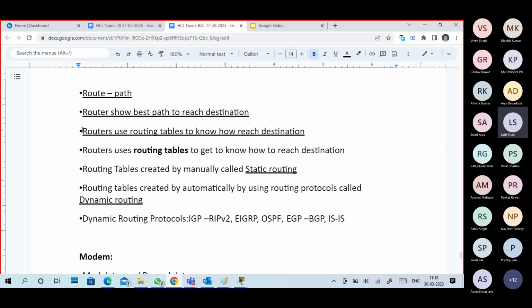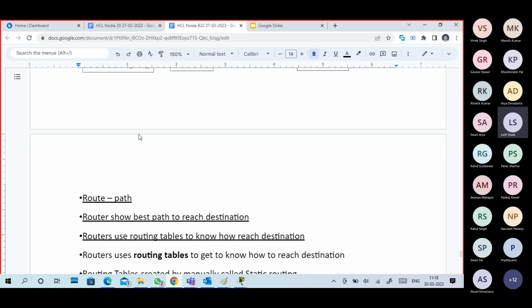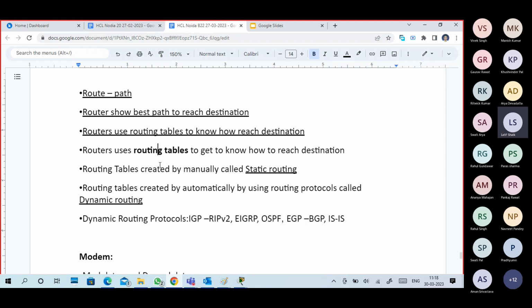Routers use routing tables. Inside a router there is a routing table. A routing table contains information that tells how to reach the destination. Routing tables can be created manually. We can create these routing tables in the router manually, or they can be created automatically. If you want to create them manually, you have to enter routing information in the router one by one. That is called static routing.